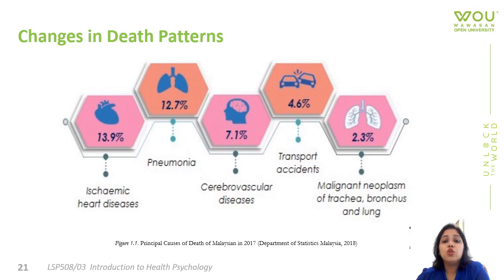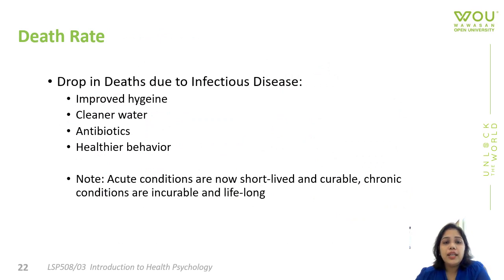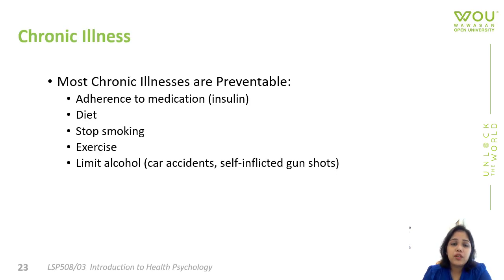And of course, neoplasms and trachea, bronchial and lung infections are also among the main causes of death in Malaysia. Now, death rates over the years dropped due to infectious disease because of the advancement of antibiotics and healthier behaviors of individuals. So infectious diseases are now short-lived and curable, whereas chronic conditions are incurable and also the main focus in health psychology.